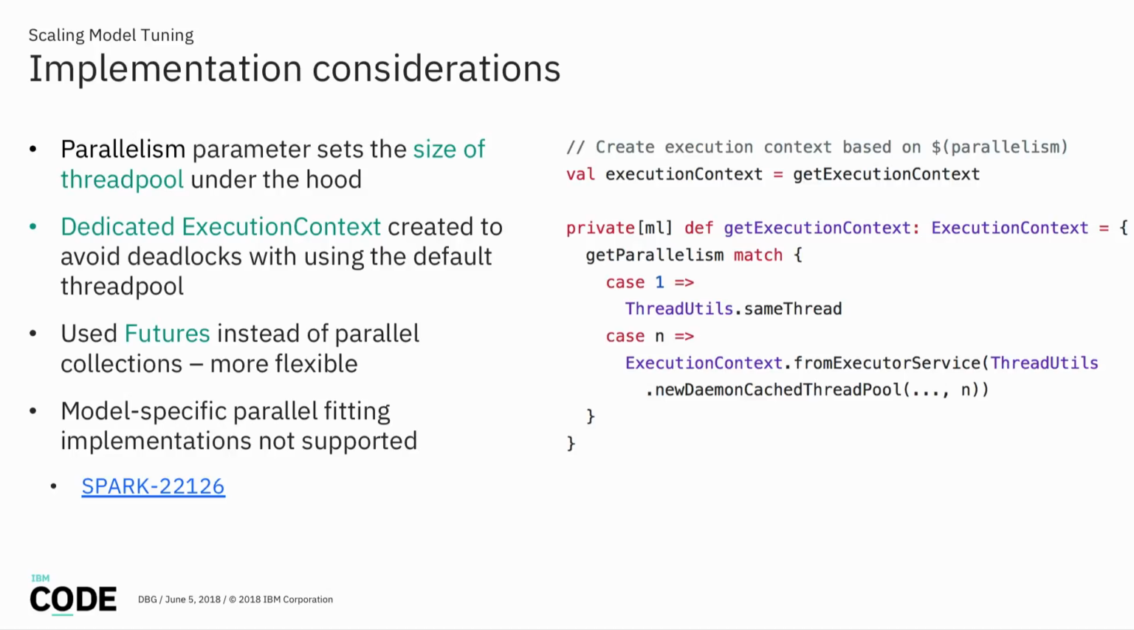Some things we considered about the implementation is we needed to define a dedicated thread pool so that it is able to run without deadlocking with the default thread pool using parallel collections. And we enabled a more flexible execution context that could be possible to set from different areas in the future and maybe automate the process of choosing a value of the parallelism.